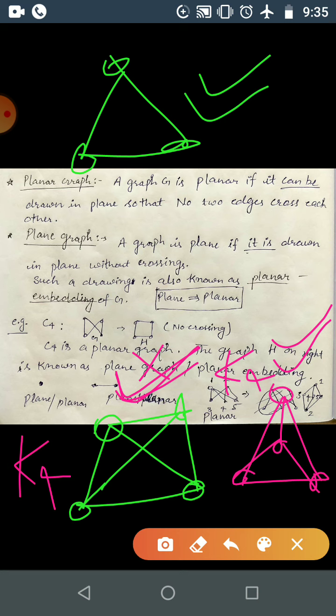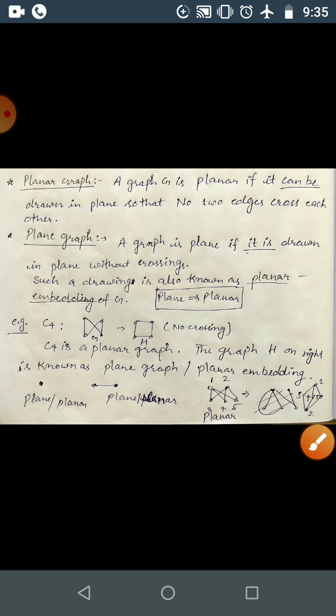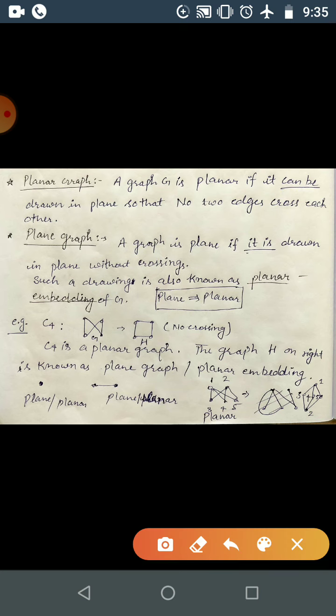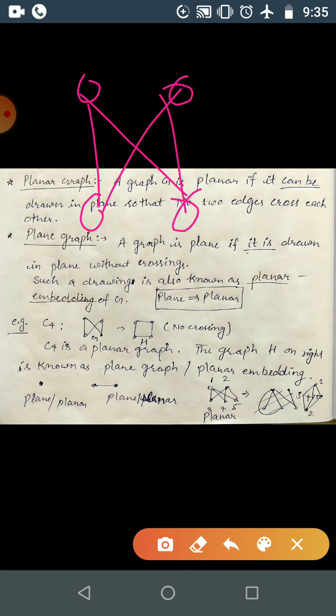Correct? So this is the planar embedding of this graph. Or you can just say plane graph of this graph. And here both are isomorphic. Now you can come to this graph. K2 we are done.